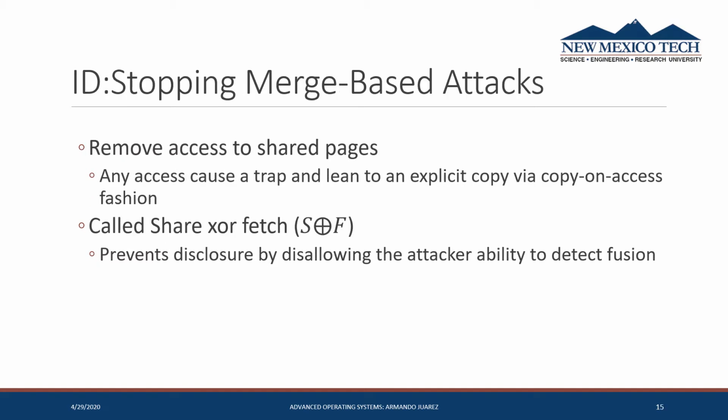So let's jump right to it. In information disclosure, they described how they would actually implement stopping merge-based attacks by removing access to shared pages. The idea here is that any access will cause a trap and lead to an explicit copy via copy on access. The take home here is that it will prevent disclosure by disallowing the attacker the ability to detect fusion. And they call this share XOR fetch, or as the figure in the parenthetical shows.